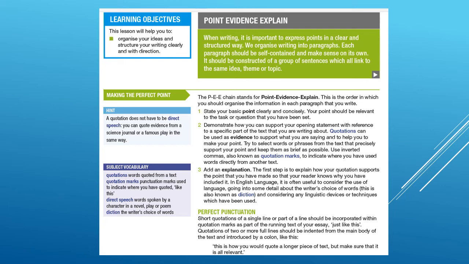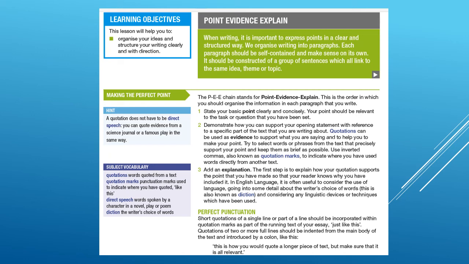Then now you have done point and evidence. The last one is explanation. Add an explanation. The first step is to explain how your quotation supports the point that you have made. You have a point and you have given evidence also. Now you have to explain how these two help you, so that your reader knows why you have included it.